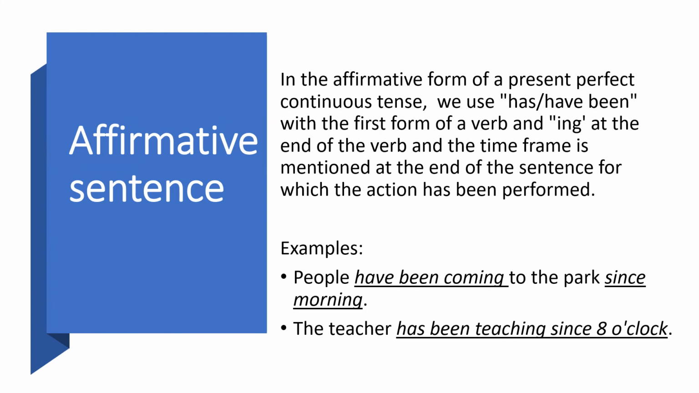Affirmative sentences of present perfect continuous. In the affirmative form of present perfect continuous tense, we use have been or has been with the first form of a verb and ing at the end of the verb, and the time frame is mentioned at the end of the sentence for which the action has been performed. For example, people have been coming to the park since morning. The teacher has been teaching since 8 o'clock.